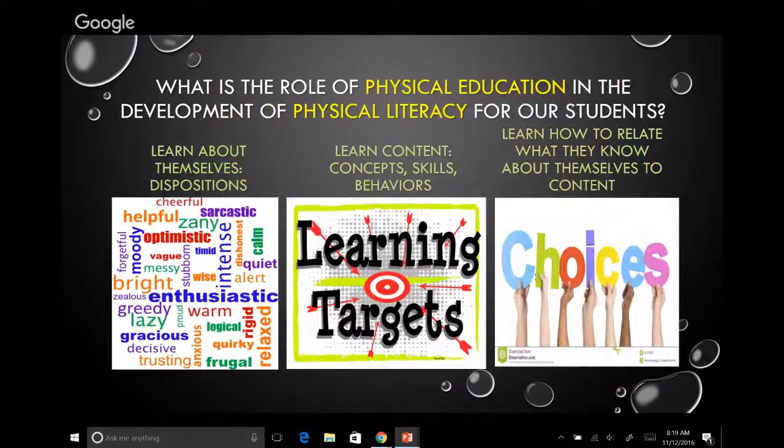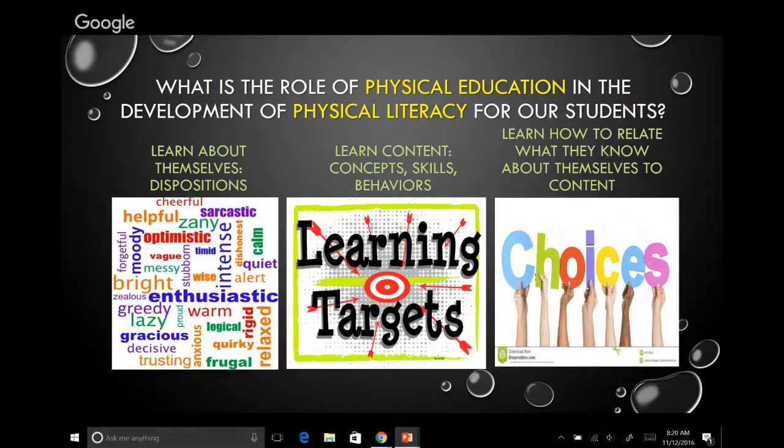Now I'm going to take you through the role of physical education in physical literacy. The first thing is, when kids come to school in general, they learn about themselves. They learn their dispositions. They learn their ability to take risks. Do I like being in big groups? Do I like smaller groups? Am I outgoing? Am I introverted? Do I need to know everything about something before I'll try something new? All those things are things that our kids learn about themselves.